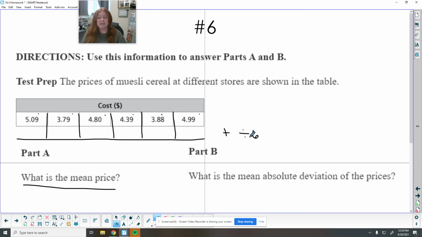Will tell us, if it's a bigger number, that's going to tell us there's a big difference in these boxes of cereal. You might want to be picky about where you get it from. Or if it's a smaller number, it's going to tell us that it's pretty consistent no matter where you go. So pick wherever this muesli cereal, you can get it wherever you want. You'll be paying about the same price as a different store.